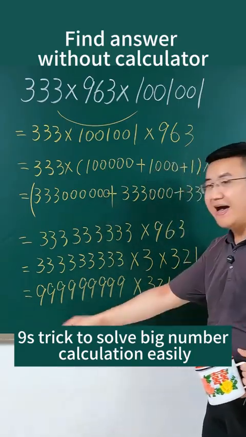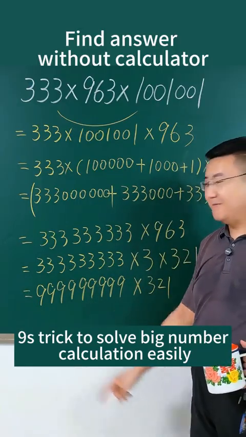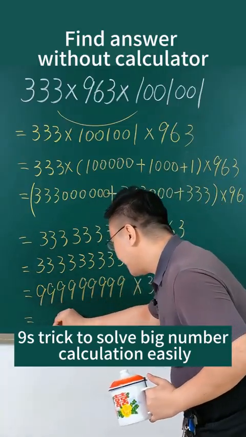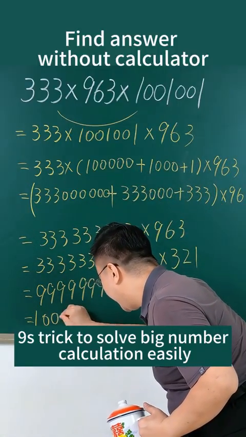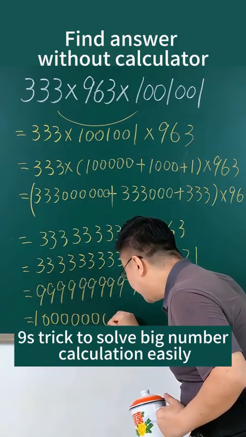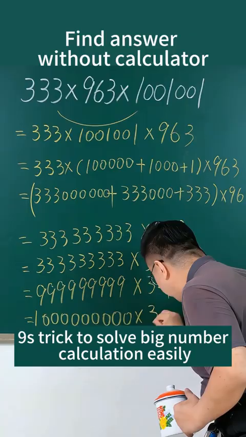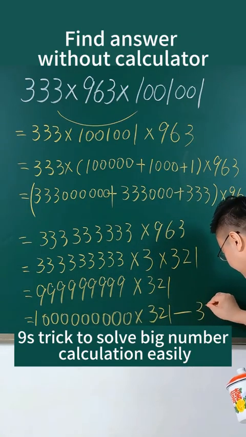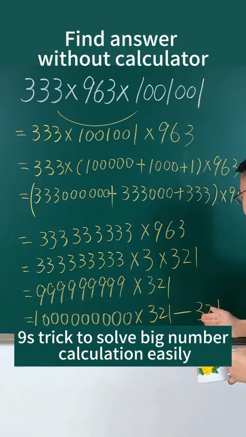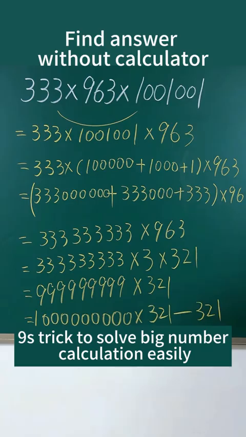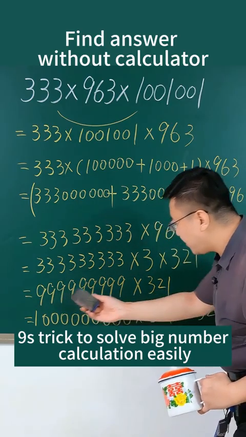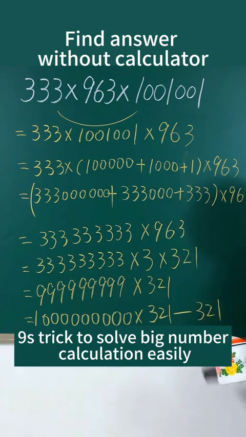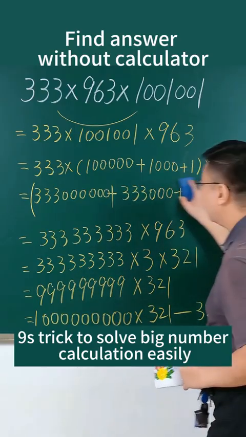So, what do we do with these 9 9s? If you add 1, doesn't it become a 1 followed by 9 zeros? So, it's equal to 1 followed by 9 zeros, then multiplied by 321, and then you have to subtract 321. Some students might ask, why do we need to subtract 321 here? Because originally, you had this many 321s, but you added 1 extra at the front, so you need to subtract 1 at the end. Now, I'll write the answer to this calculation in these 2 lines.